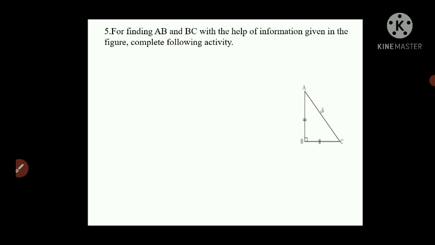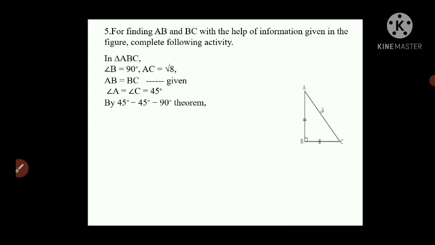Root 8 is given. So here, students, now we know that in triangle ABC, this is the given part. In triangle ABC, angle B is 90 degrees and AC, which is the hypotenuse, is root 8 and AB is equal to BC, which is given. Now students, when two sides of a triangle are congruent to each other, it means it is an isosceles triangle. So here AB and BC are equal.